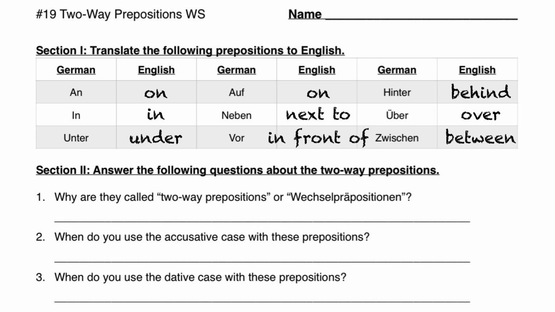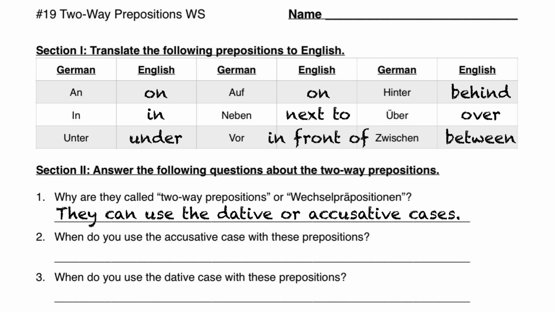First things first, we need to answer a few questions about the two-way prepositions. First of all, why are they called this? Why are they called two-way prepositions or Wechselpräpositionen, which literally means changing prepositions? Well, they can take either the dative or the accusative case.